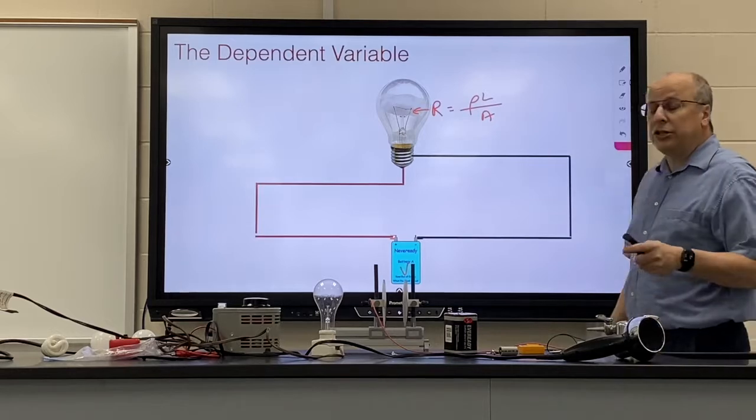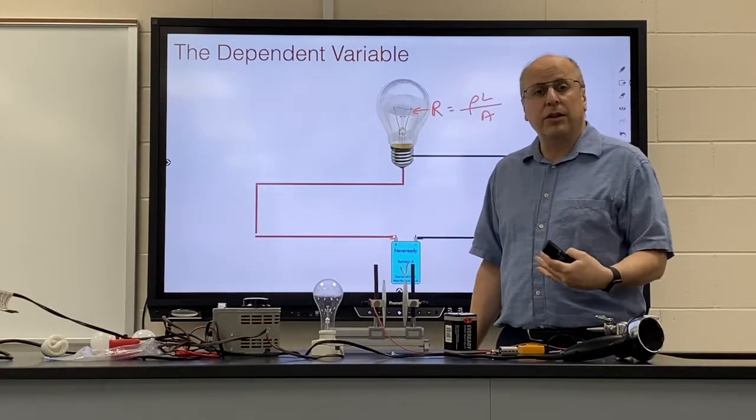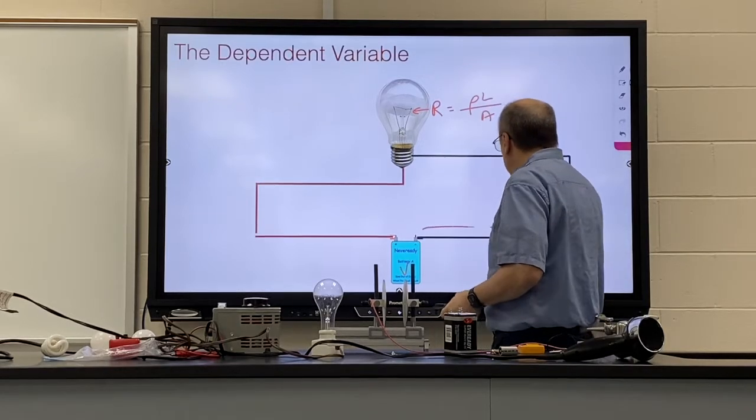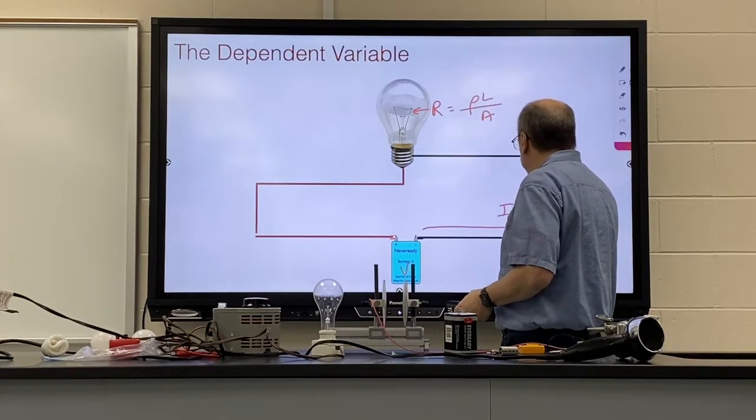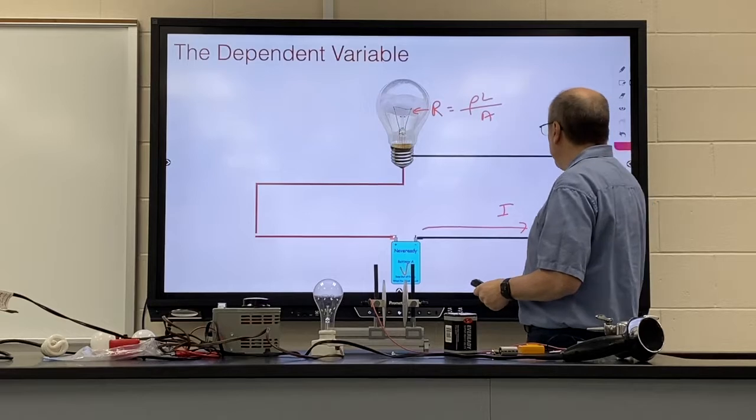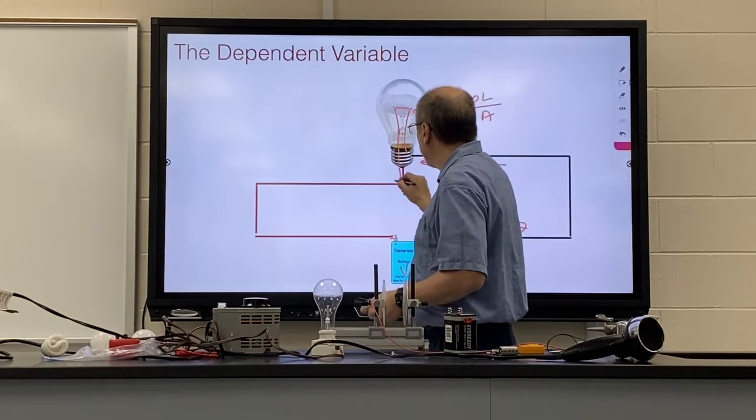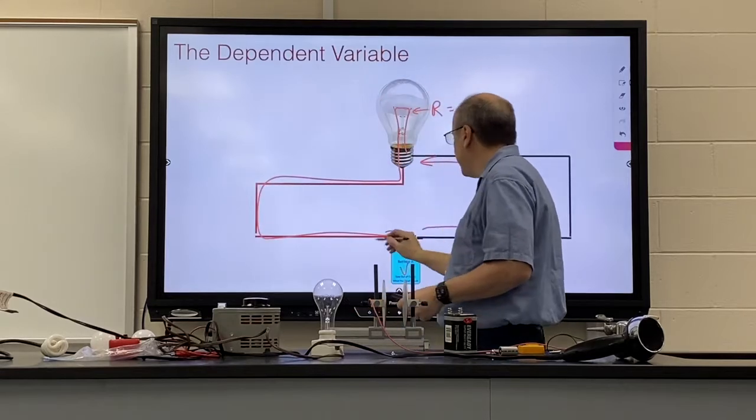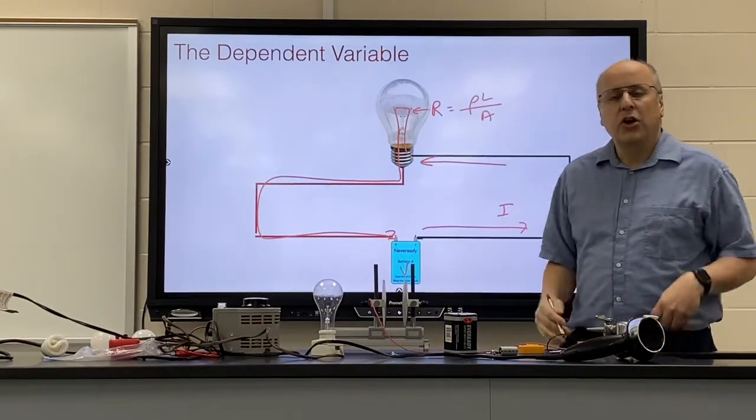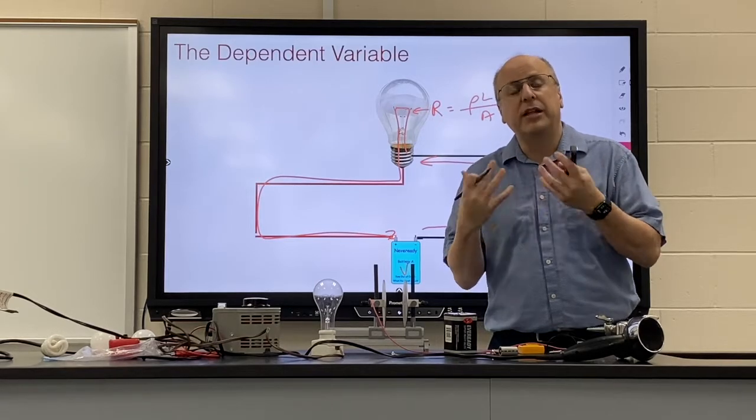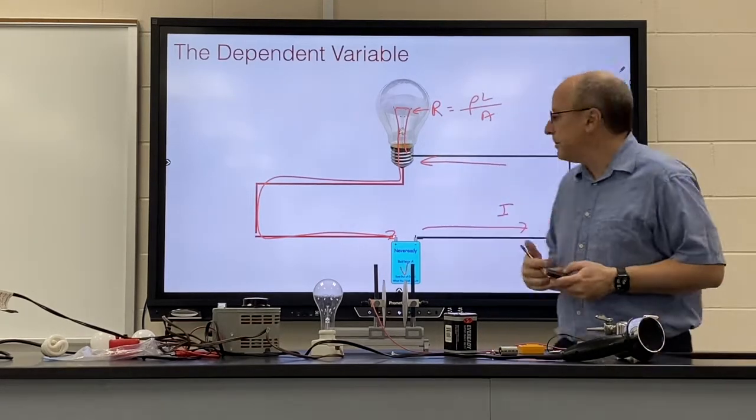However, nature is in control of how much current will flow. We don't control that. Once we hook up our circuit, a certain amount of current will flow through our wires and back into the battery. So we control resistance, we control voltage, nature controls current.